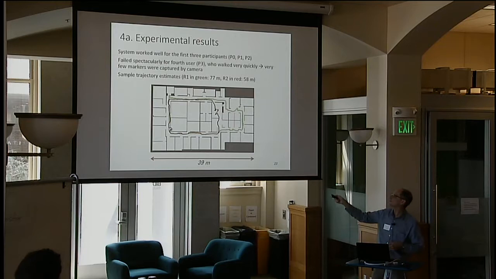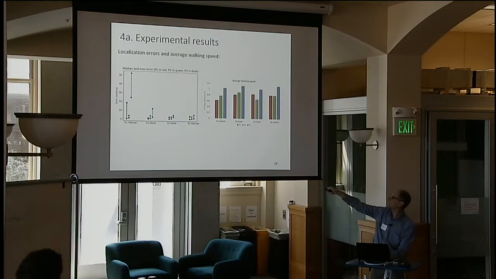Basically getting some reasonable results. There were three subjects that we tested. One of them walked really quickly, and as a result, the camera captured almost no signs and got lost. But generally speaking, the localization error was, the median was probably around a meter or two or three, so not too bad. That's the take home from that.